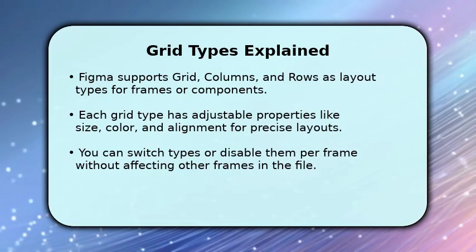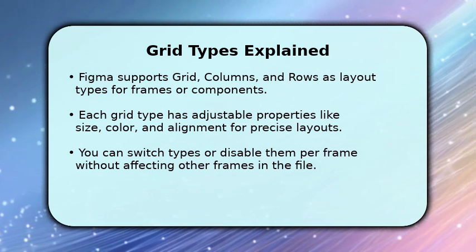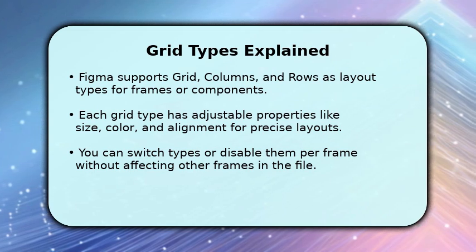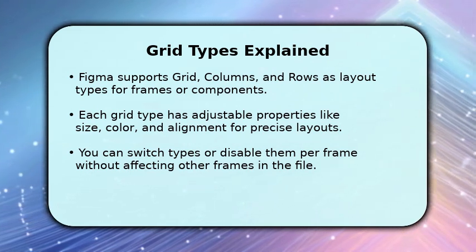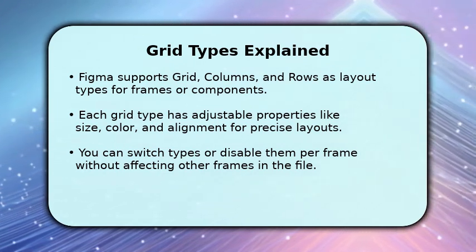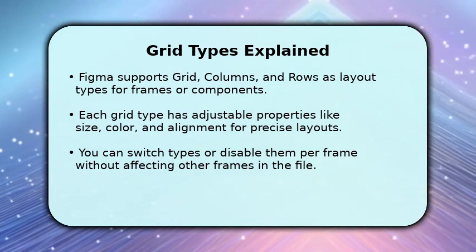Grids come in 3 useful types: grid, columns, and rows, and choosing the right one helps layout design quickly. Select the layout grid and pick a type, then fine-tune properties like size, gutter, and color for clarity. Use columns for responsive designs and rows for vertical rhythm or simple square grids for pixel alignment.